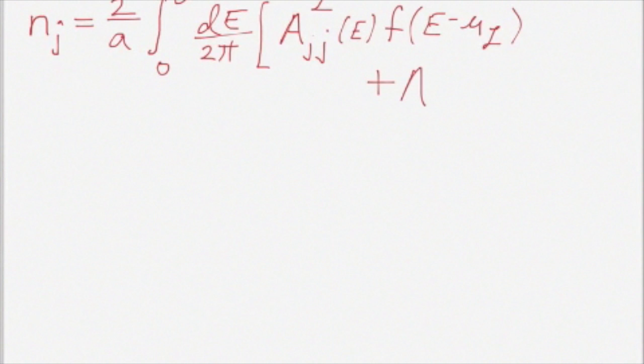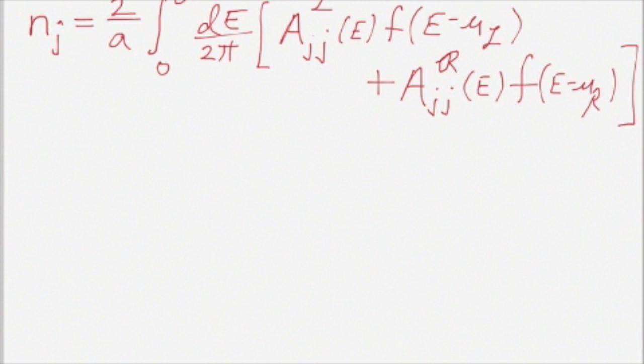Plus the right injected spectral function. All right, so left injected spectral function and right injected spectral function, and that's the terminology that people use, and this is an equation you'll often see in papers in the literature that are actually using this stuff. So the electron density is the sum of the right and left injected spectral functions weighted by their respective Fermi factors from the leads, where they're coming from.